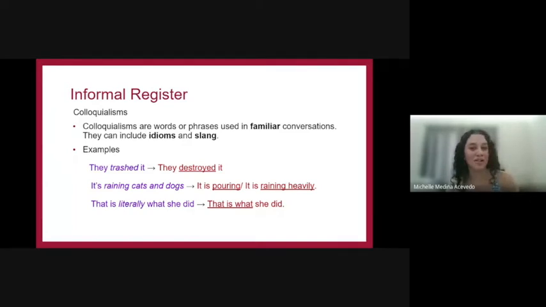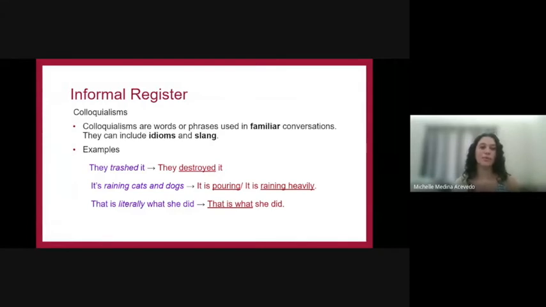You might have not heard this word, but colloquialisms are words or phrases used in familiar conversations, and they can include idioms or slang. So they're just expressions that we usually use when we are speaking informally. For example, we can say they trashed it, meaning they destroyed it. So trash is a verb. You can find it in the dictionary. However, it is very informal. Sounds like something you would say to a friend. So when writing academically, we don't want to sound like we are talking to a friend. So we would find a word that's more formal, more academic, in this case, destroyed.